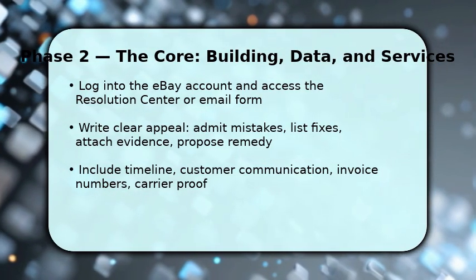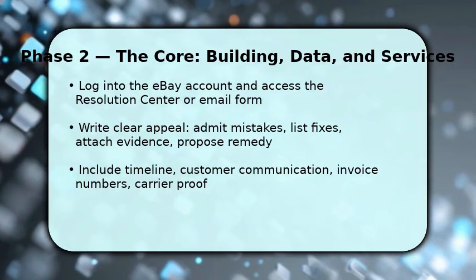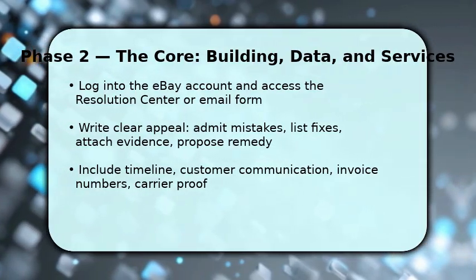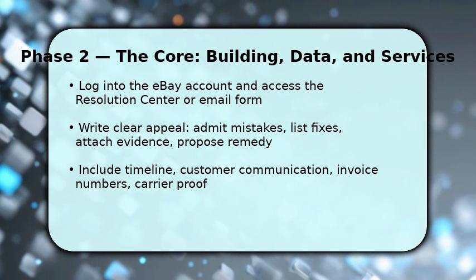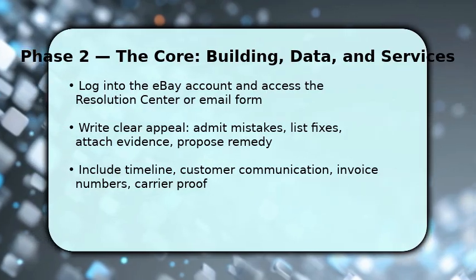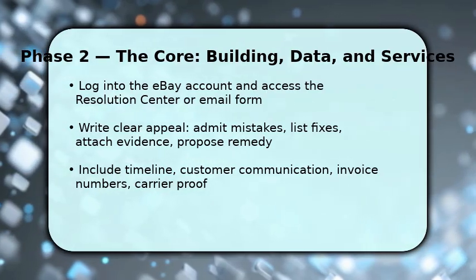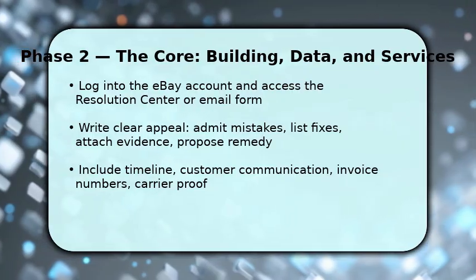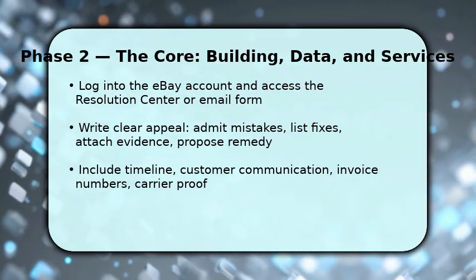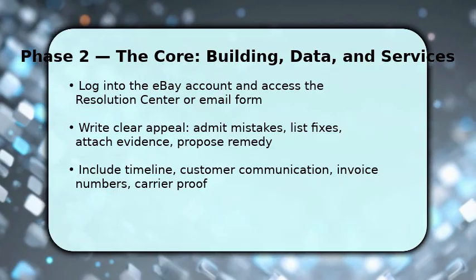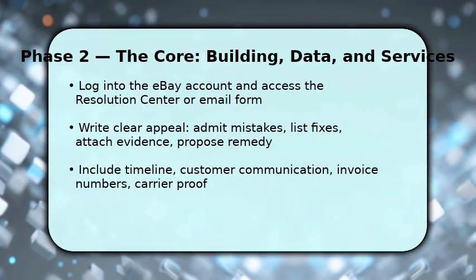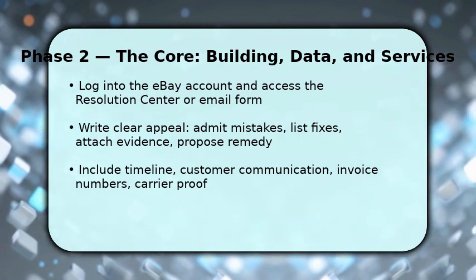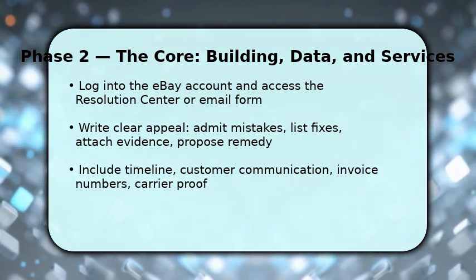Log into eBay, go to the Resolution Center or the provided appeal form, and paste a concise cover note. Explain why the suspension occurred, admit any mistakes, and list the corrective actions you implemented: inventory controls, refund policy changes, or staff training. Attach the proofs you prepared, include invoice and tracking numbers, and outline a clear timeline for remediation. Make sure to be polite and professional. eBay reviews concrete plans faster than vague promises.